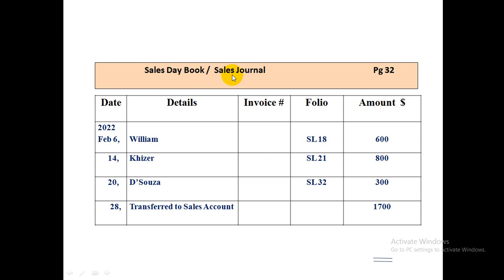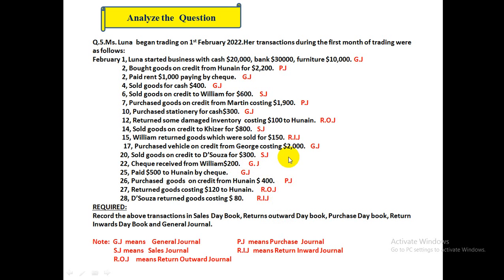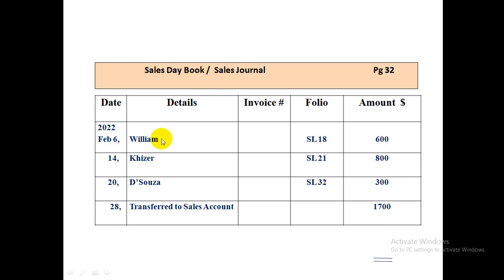The third book, sales day book. Only those transactions will come in which we have marked SJ, sales journal. Whenever we sold goods on credit to a customer, those transactions will be recorded in the sales journal. That means February 6, February 14, February 20th, and that's it. In the sales day book, three transactions, we sold goods to three customers. The amounts will come. We'll mention their SL, sales ledger numbers. The dates will be written. In the end, we'll write the total.